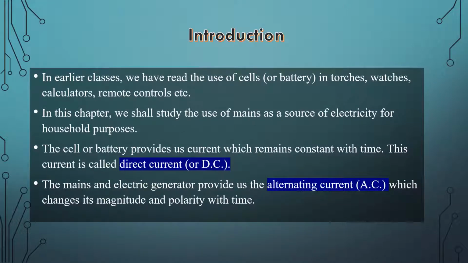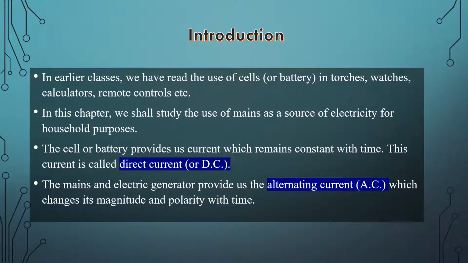In our daily life, we use electricity in different ways, like to light our homes, schools, offices, to run television, etc. Children, you have already learned the use of cells in watches, calculators, etc. in your early classes. Now, in this chapter, you will be learning about the use of mains as a source of electricity for household purposes.